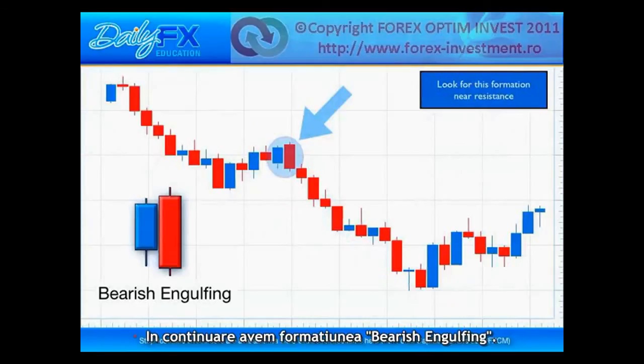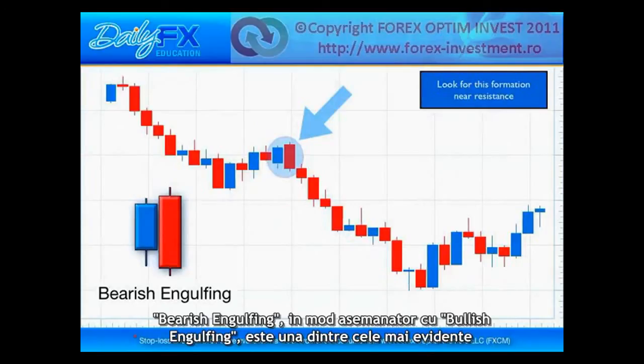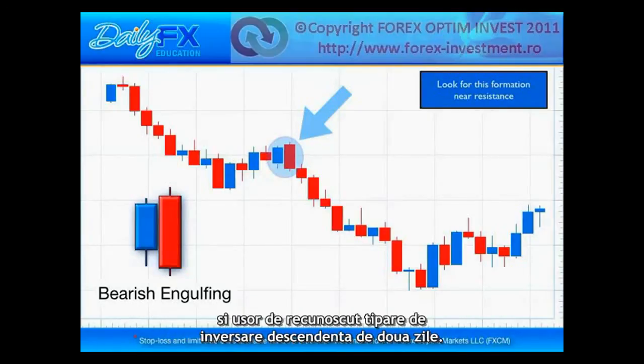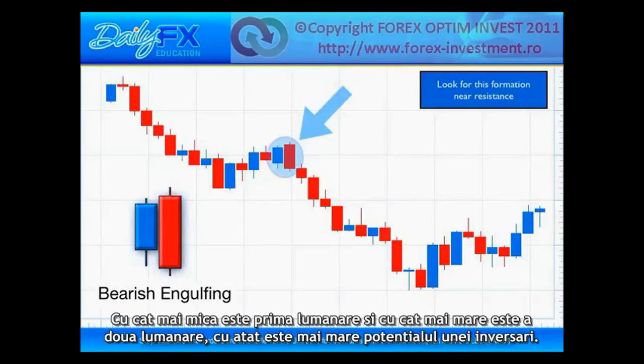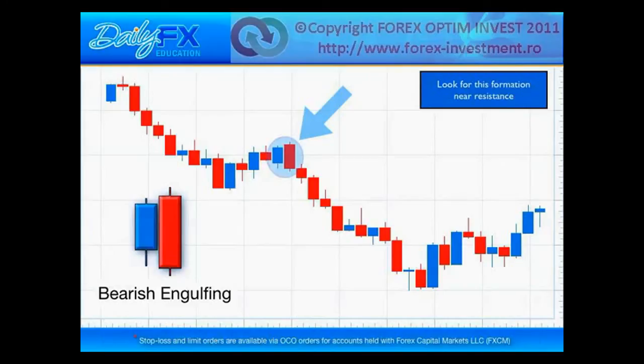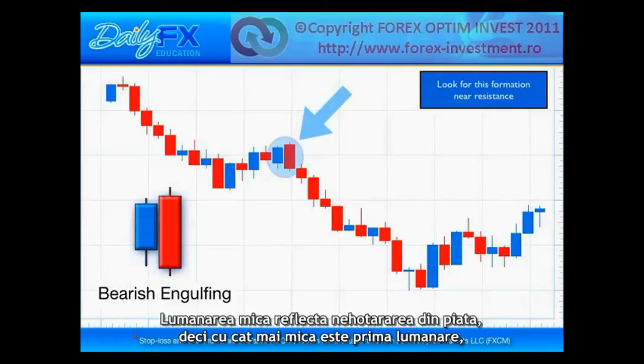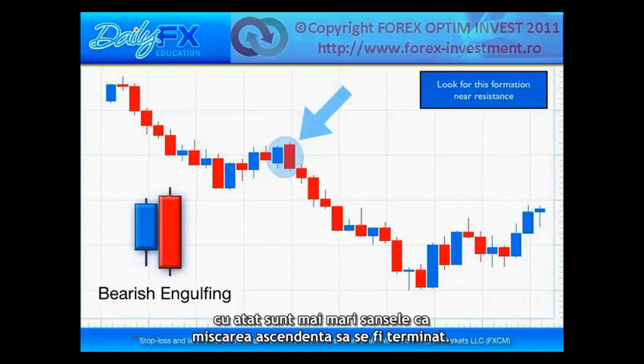Next we have the bearish engulfing. The bearish engulfing, like the bullish engulfing, is one of the more easily recognizable two-day bearish reversal patterns. The formation reflects sellers overtaking buying strength and often precedes a fall in price action. The smaller the day one candle is, and the larger the second day is, the stronger the potential for a reversal. Small candles reflect uncertainty in the market, thus the smaller the first day candle, the better the chance of the end to the move up.